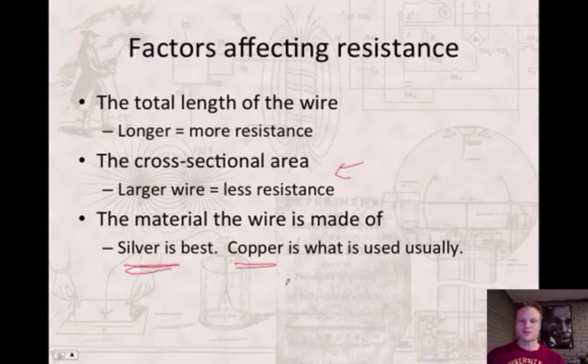The other day I bought some wiring for my house, and around 100 feet of wire was around $50.